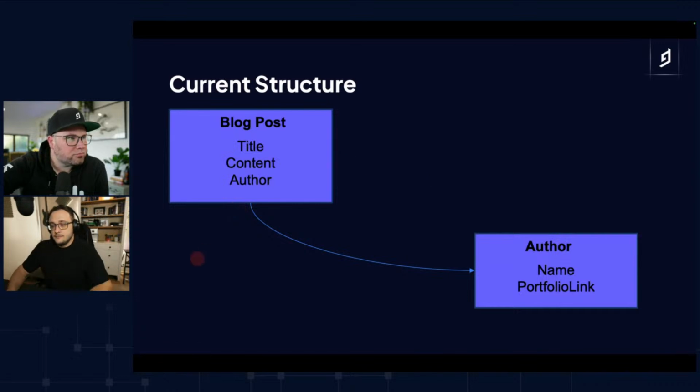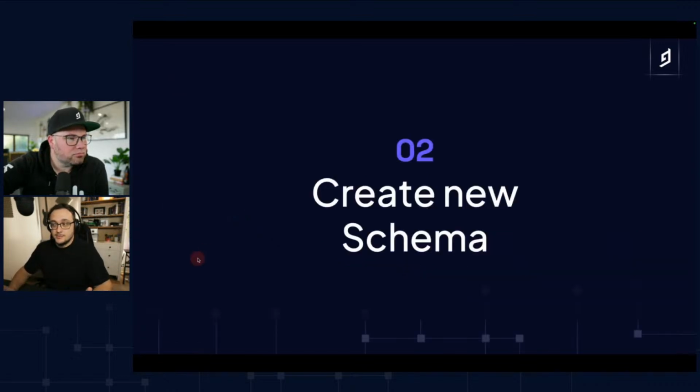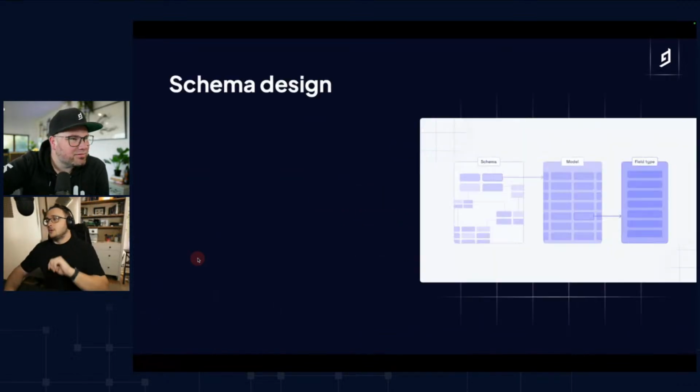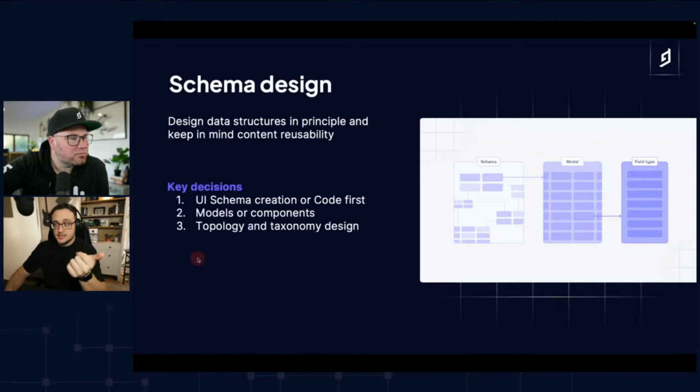Right. Cool. So this is where we go to creating a new schema. And I'm gonna speed through this, and then we can jump into the actual thing. Let's show some code on the screen soon. So first thing is you need to design the structure, and there are several ways to think about it. The first one is whether you're going to use the UI to build the schema, or you're going to go with code first.